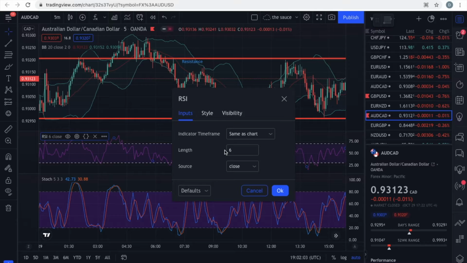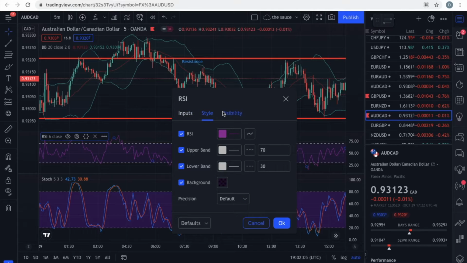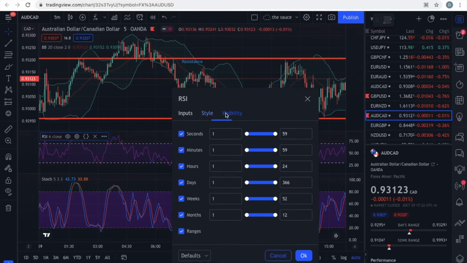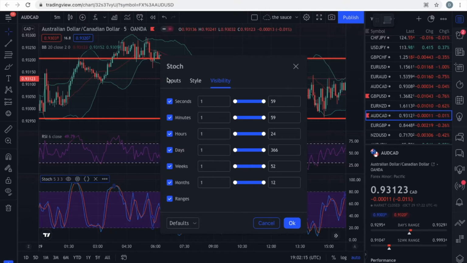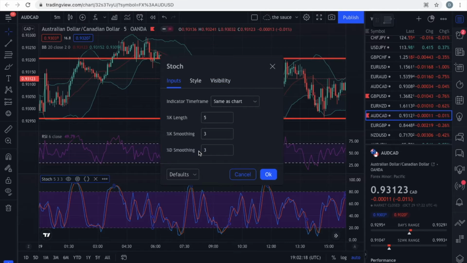I use a length of 6 because it's quicker. Style, I like to use thin lines. I rotate these whenever I feel like, but it's always 6 for the stochastic. Now the settings are 5, 3, and 3. 5, 3, and 3 is a very quick setting because of the time frame that I'm using. All right, so those are my settings.